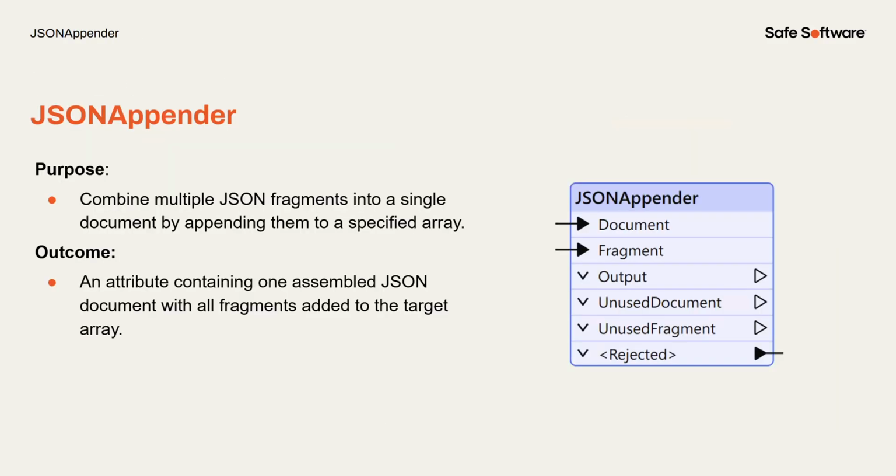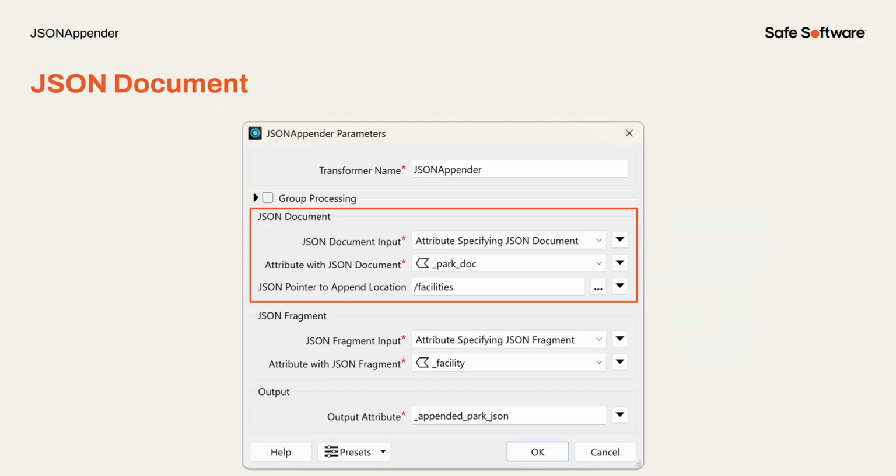Now that brings us to the JSONAppender. While the builder makes individual objects, the appender combines them. The purpose here is to take multiple JSON fragments and append them into a single document, adding each one to a specified array. The output is one assembled JSON document with all of your fragments collected into that array.